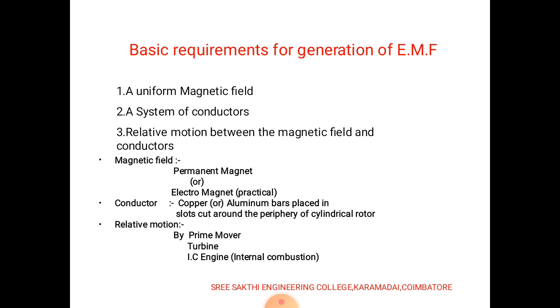Requirements for generation of EMF are a uniform magnetic field, a system of conductors, and relative motion between the magnetic field and the conductor. The magnetic field may be a permanent magnet or an electromagnet, and the system of conductors or coils used are copper or aluminium bars placed in the slots cut around the periphery of the cylindrical rotor. And relative motion can be obtained by a prime mover, turbine or IC engines.